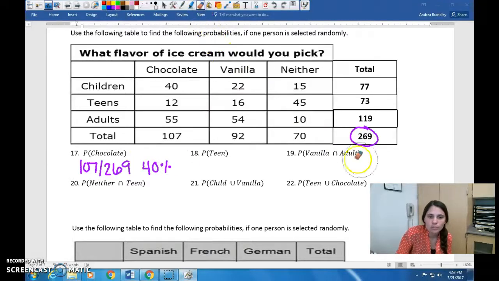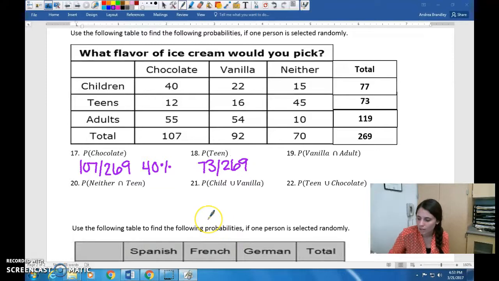The next question asks, what's the probability if I pick a random response that it would be a teen that answered? In total, we surveyed 73 teens out of 269 total people. So we're going to do 73 out of 269. If we do 73 divided by 269, we get 0.27 or 27%.